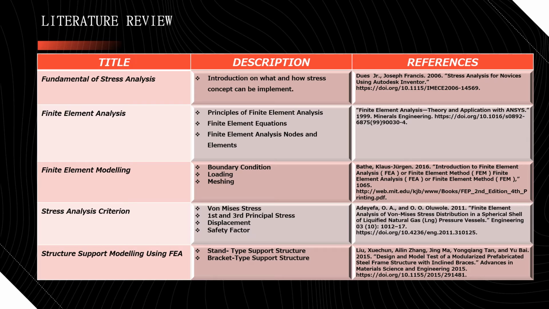And lastly is the structure support modeling using FEA. In this thesis, I chose two types of support that are usually used in the hatchback structure system, which are the stand type support structure and also the bracket type support structure. This is because I studied this to make a comparison of both of these types of structure that are used in the hatchback.